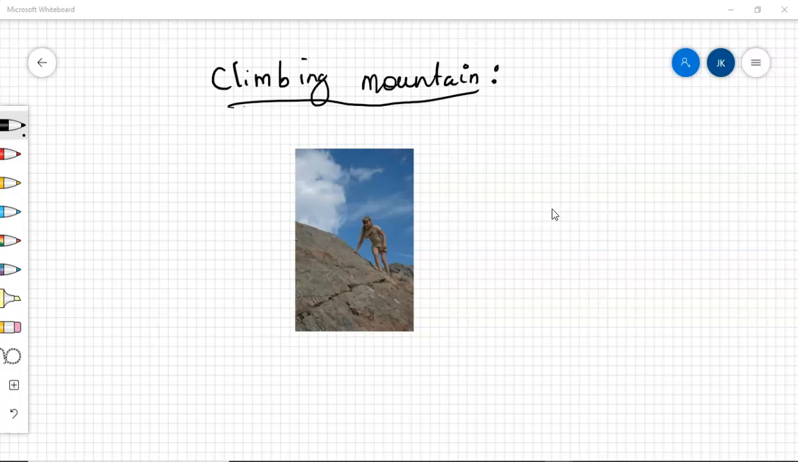Another application, climbing a mountain. When you climb a mountain, you lean forward because you put your center of gravity closer to the base in order to increase your stability.